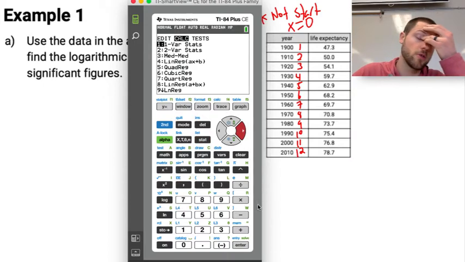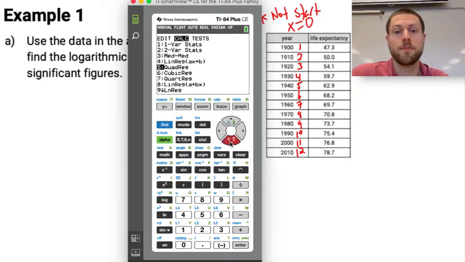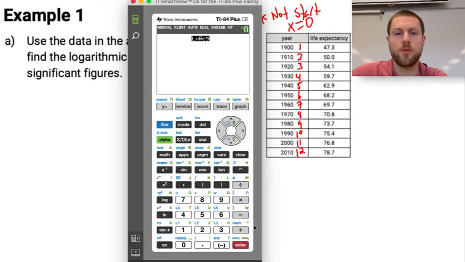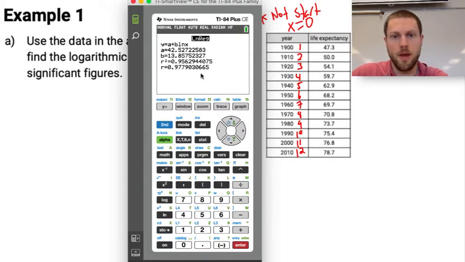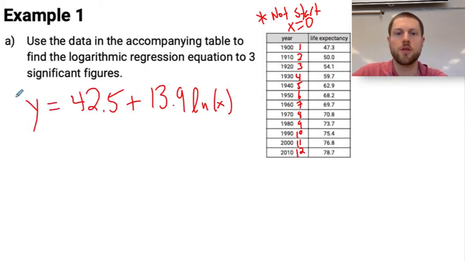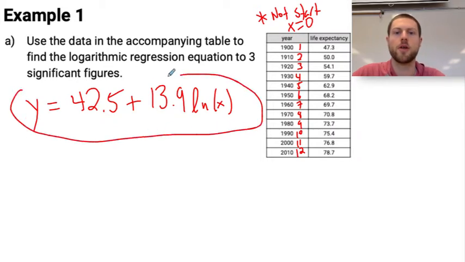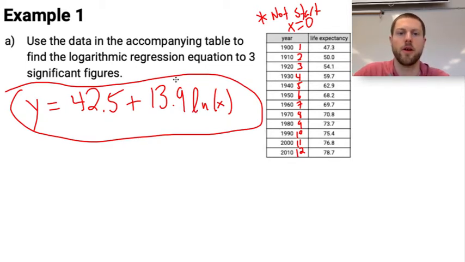Now it's done that. So let's run that regression one more time. We're going to scroll down to logarithmic regression, hit enter several times, and hit enter one more time. And there's our a value, our b value, and our r squared value. So let's go ahead and write down that equation. Here's my equation: y equals 42.5 plus 13.9 times the natural log of x. Notice that b value is positive, which should make sense as the life expectancy is going up, so that fits as a quick little error check.